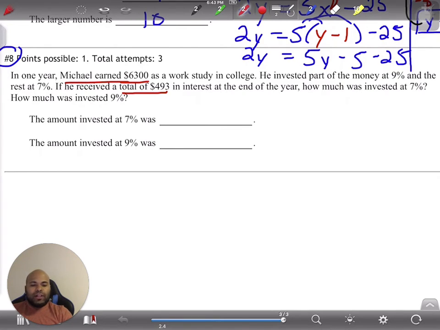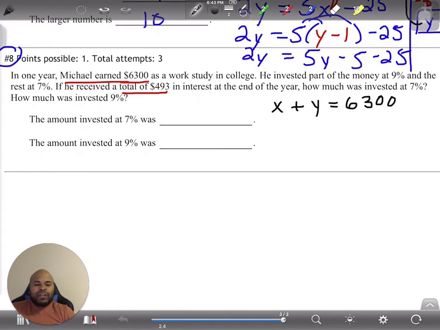Okay, well, I don't know. I just know that there's two parts to it, right? So I could rewrite this as x plus y equals 6,300. X and Y are the two parts of what he earned. X is one part, Y is the other part.